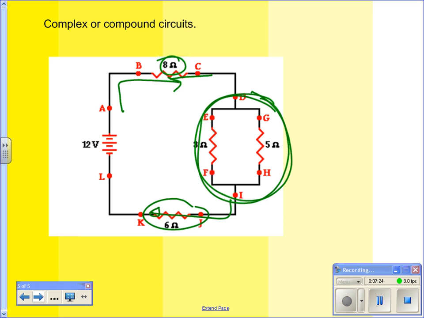And I'm going through this real quick because we'll deal with these in more depth later. I just want to point out, though, we don't have to have purely one series or purely one parallel circuit. We can put these together to create a complex or a compound circuit. And we'll deal with these and work together in class.